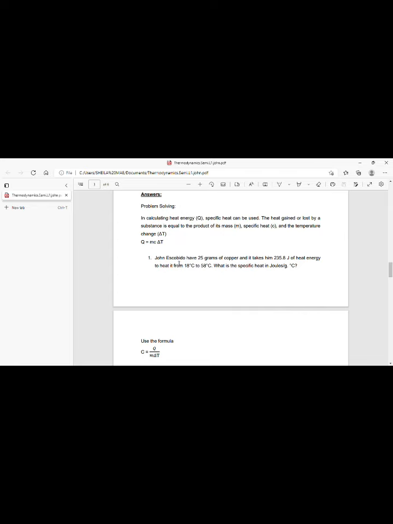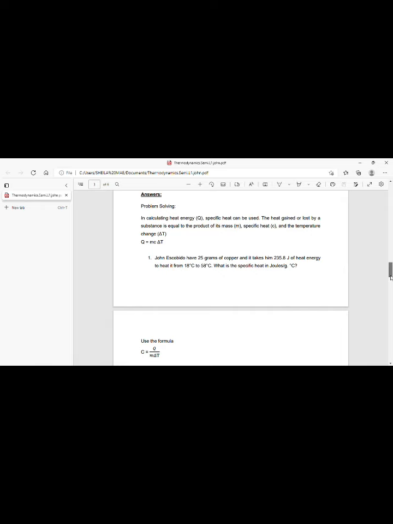John Escobedo had 25 grams of copper and it takes him 235.8 joules of heat energy to heat it from 18 degrees Celsius to 58 degrees Celsius. What is the specific heat in joules per gram degree Celsius?